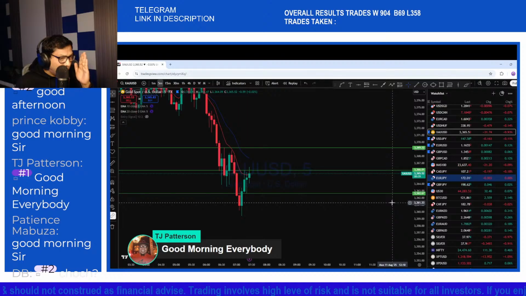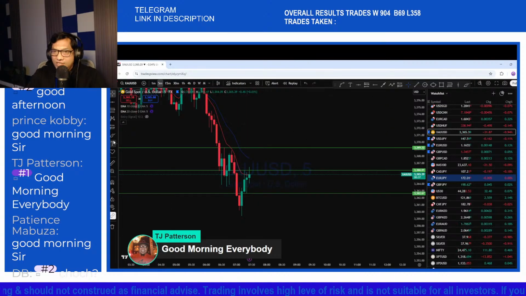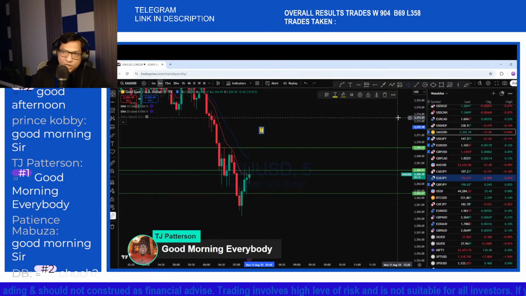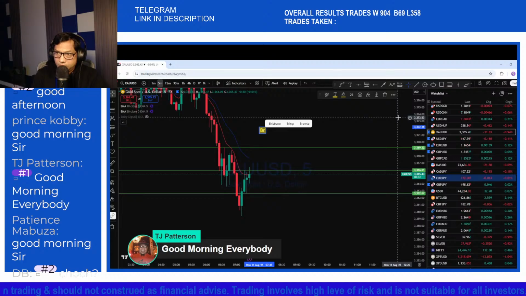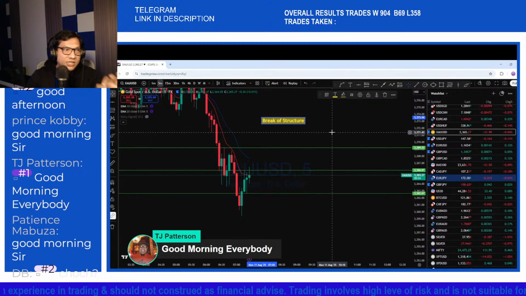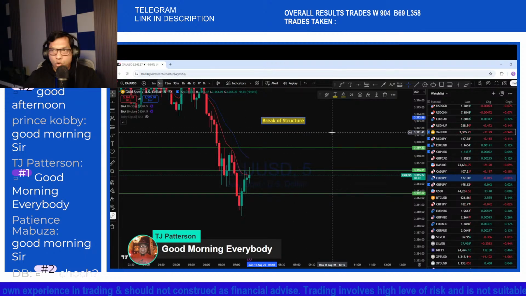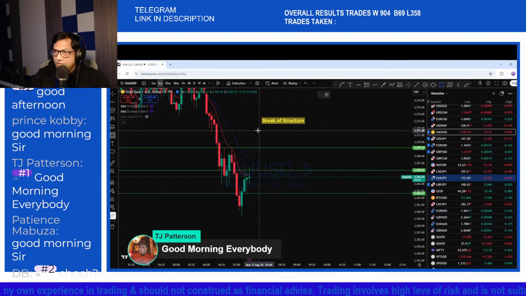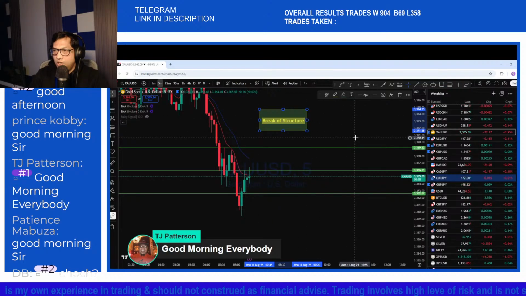When you see that breakup structure, guys, this is the secret: breakup structure. If you wanna be a better trader, then keep this keyword noted down. This keyword is where you need to enter any trade. Breakup structure. When you see that there is a breakup structure, that's where the trading opportunity is.